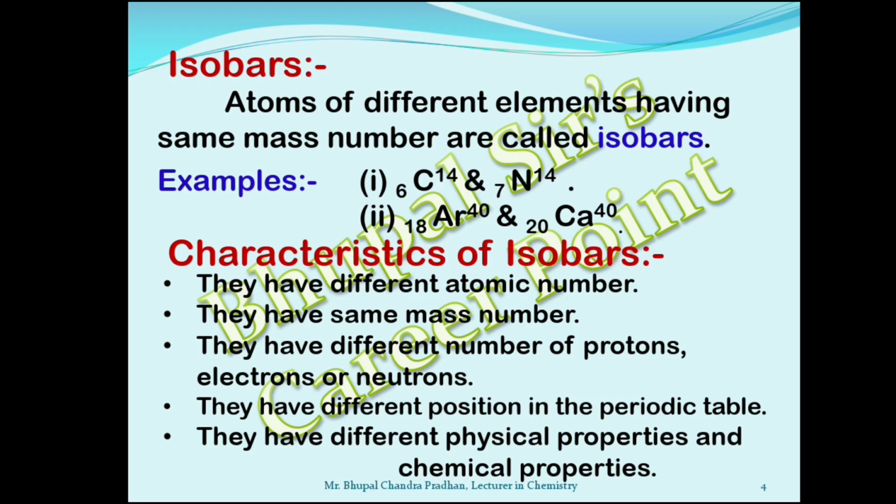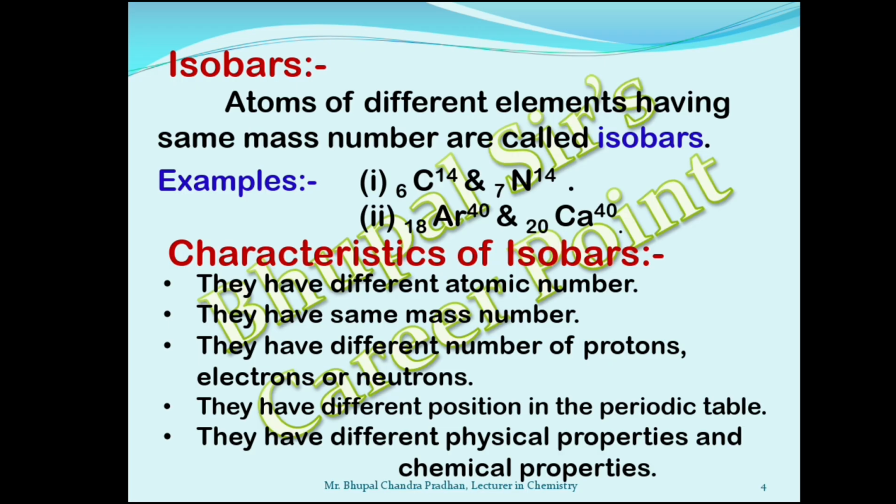Isotopes have same atomic number, isobars have different atomic number. Isotopes have different mass number but isobars have same mass number. Isotopes have same number of electrons and protons but different number of neutrons, but in case of isobars they have different numbers of electrons, protons and neutrons.